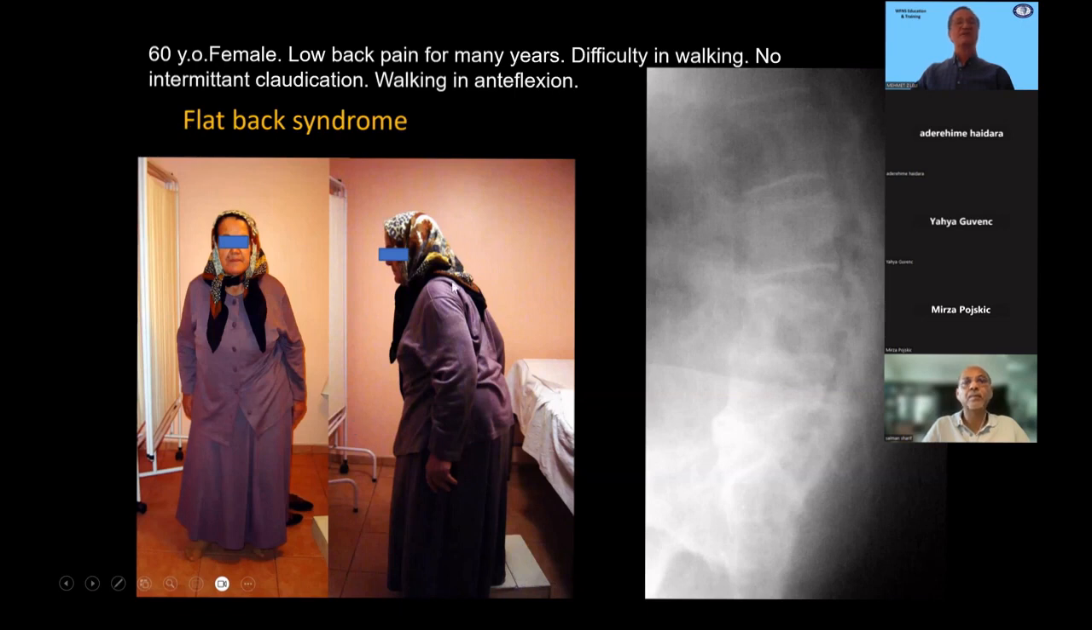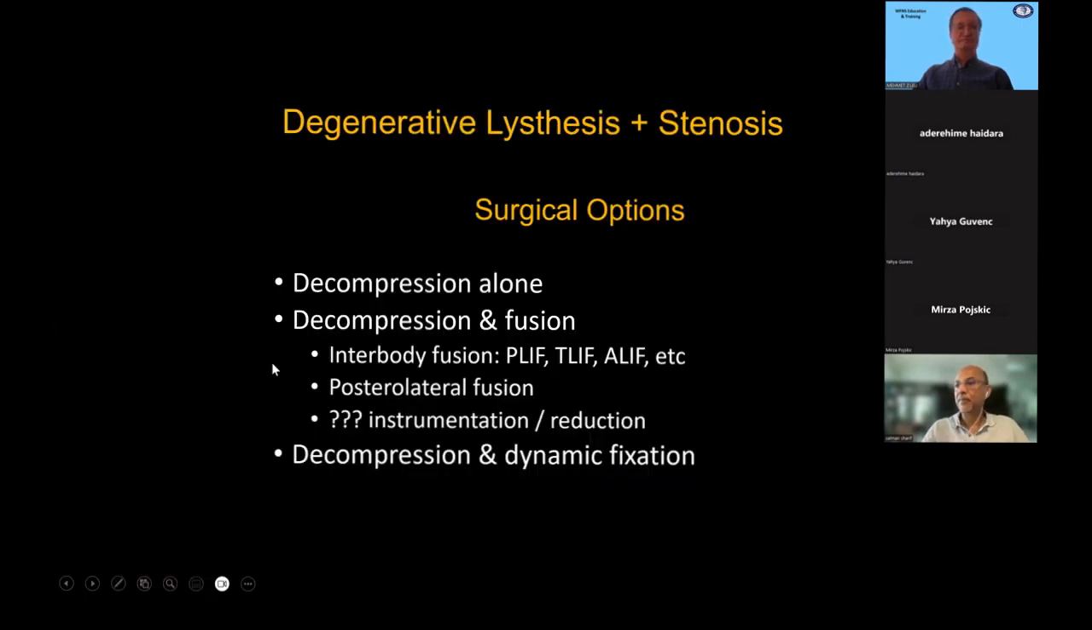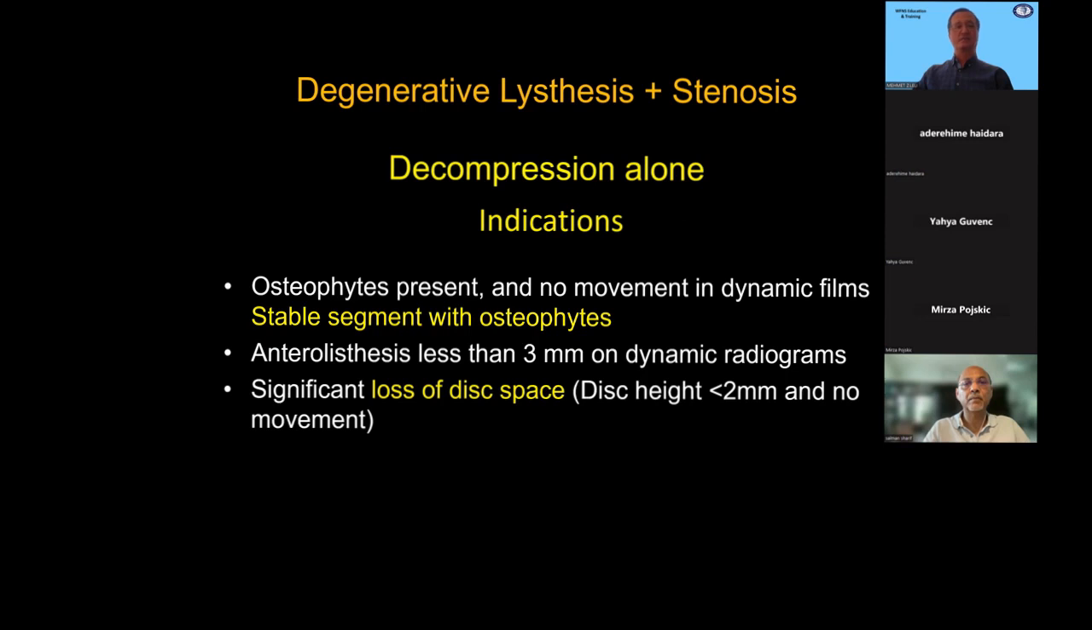This is a typical case of flat back syndrome. This lady, 60 years old, was walking like this in an anteflexion posture, and standing lateral X-rays were typical of a lumbar kyphosis. The suggestion was an L4-5 osteotomy and TLIF surgery with instrumented fusion. Even in degenerative listhesis plus stenosis, decompression alone may be used. But if you prefer a fusion surgery, there are different techniques to make the fusion.